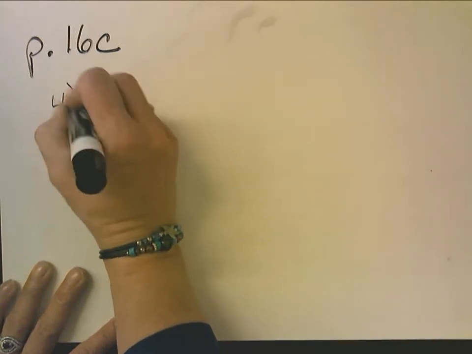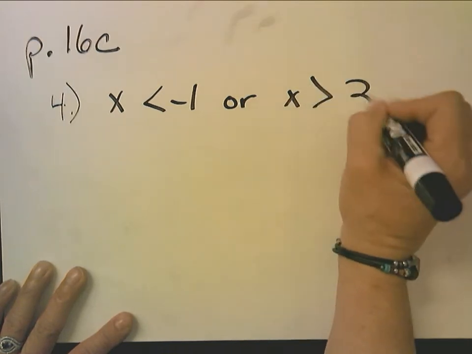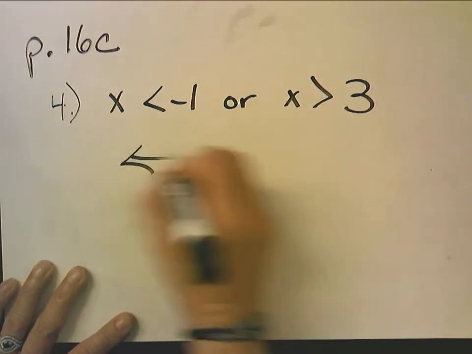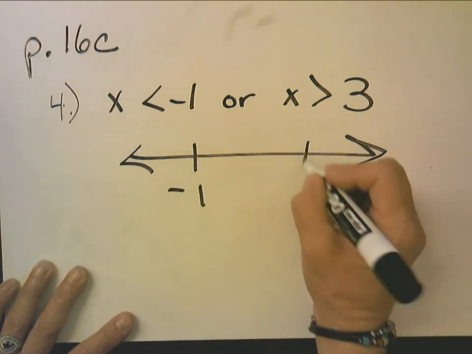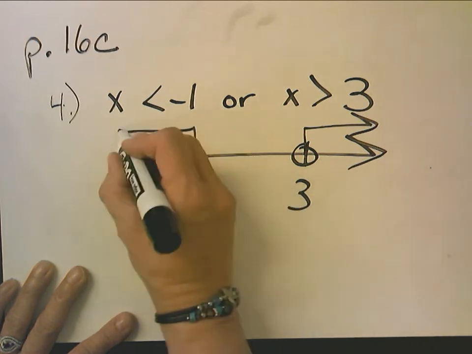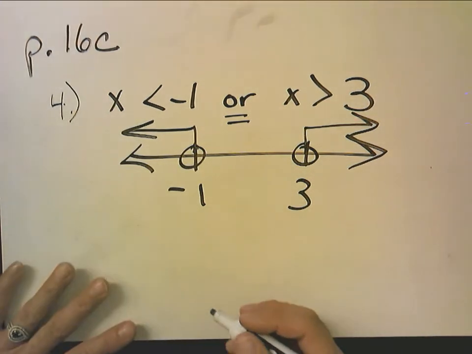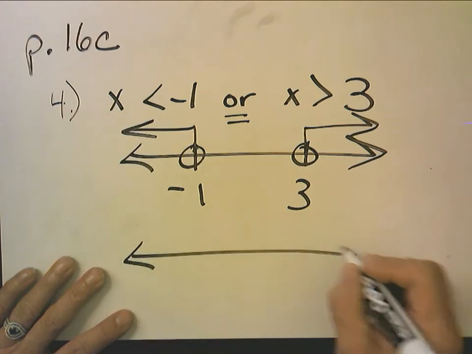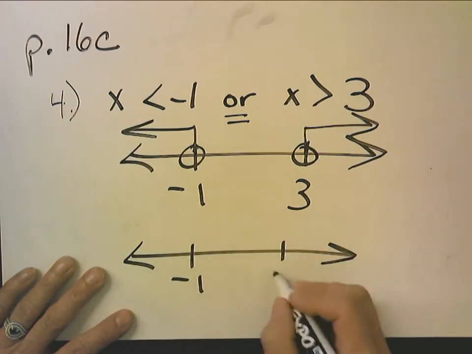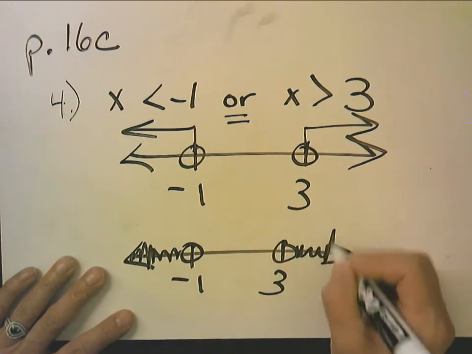So, number 4, x is less than -1 or x is greater than 3. So, we have -1, we have 3. Greater than 3 would go that way, less than -1 would go that way. Now this is an OR inequality. We expect OR to look like that. We're not looking for the overlap, we're looking for the union. So your final answer should look just like your work. You could write it this way, or you could write it the way I wrote it up top.